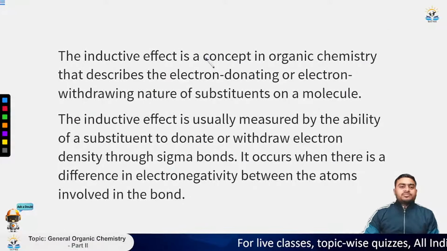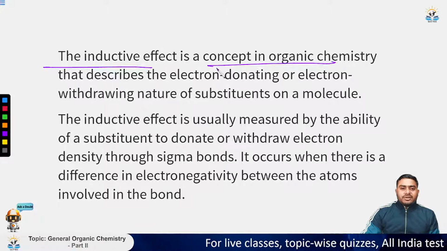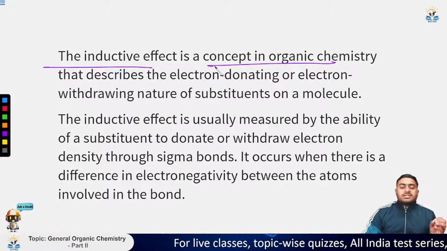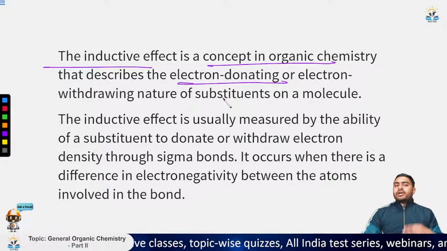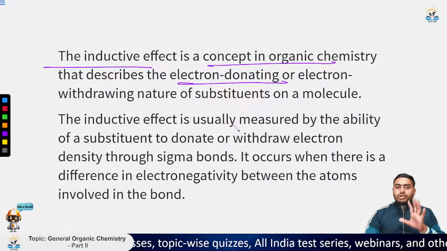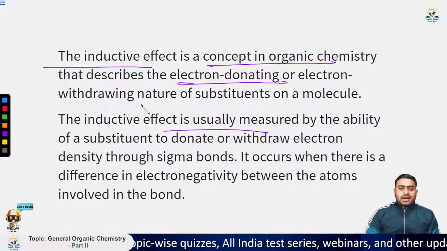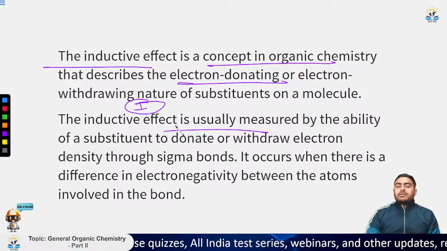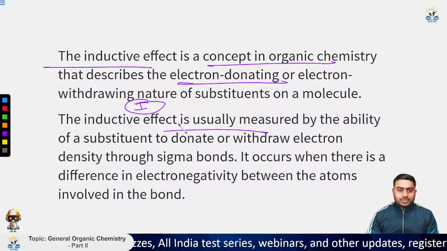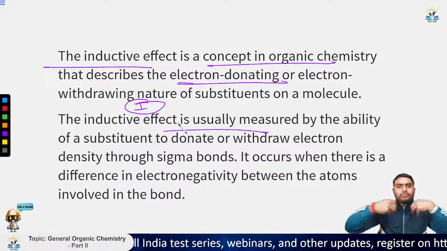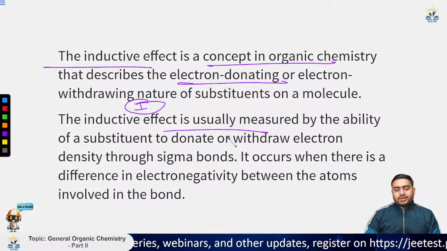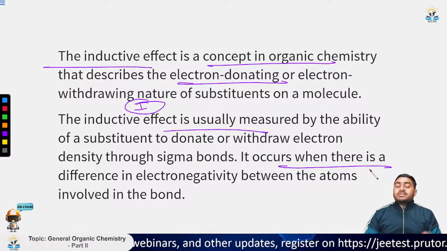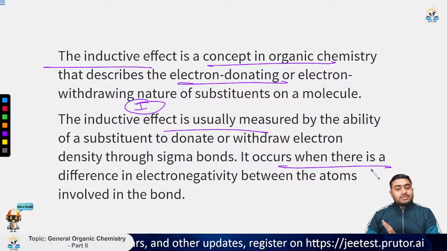But the point here is, there are four effects. The inductive effect is a concept in organic chemistry. It is a permanent effect that describes the electron donating or electron withdrawing nature of the substituents on a molecule. The inductive effect is usually measured as the ability of a substituent to donate or withdraw electron density through sigma bonds. That's why it is a permanent effect. It occurs when there is an electronegativity difference between the atoms.